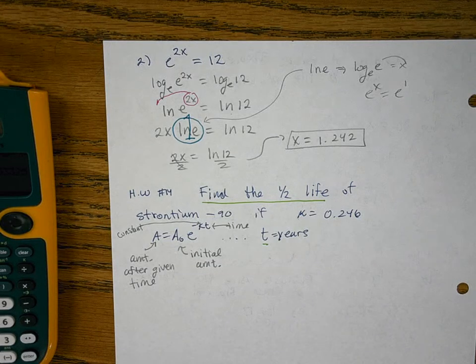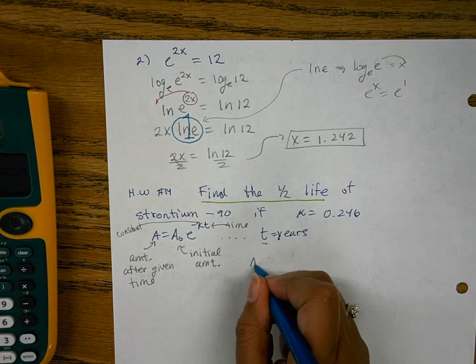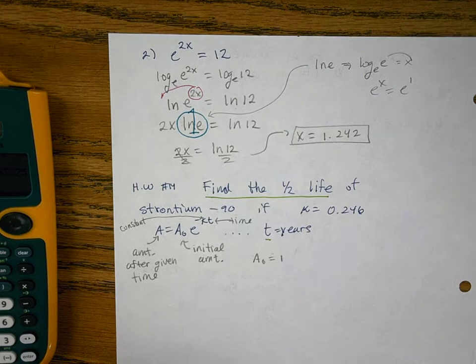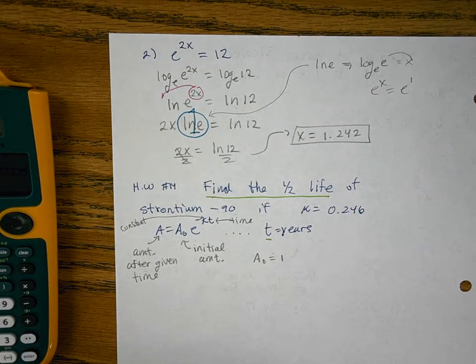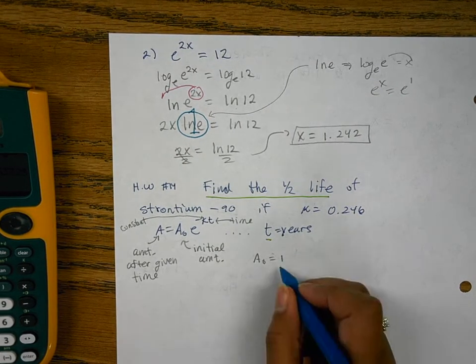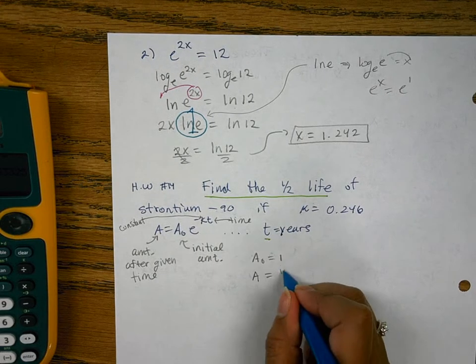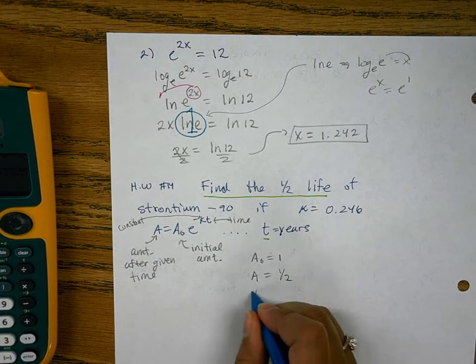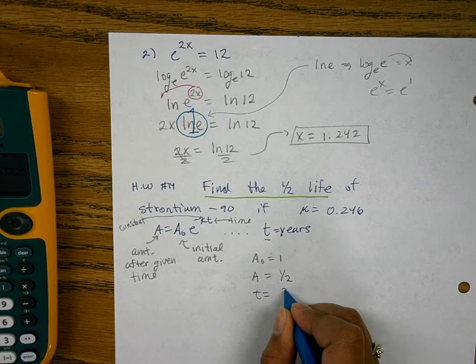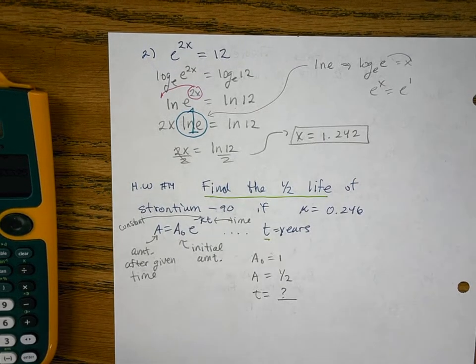Do you recognize that in the problem? It didn't tell us, hey, if you have this, and over time you have this. If they ever do that, you just make your initial amount 1. Technically, you can make it any number you'd like, but I'm just going to pick 1. If my initial amount is 1, my amount after given time is going to be half, and time is what I'm looking for.